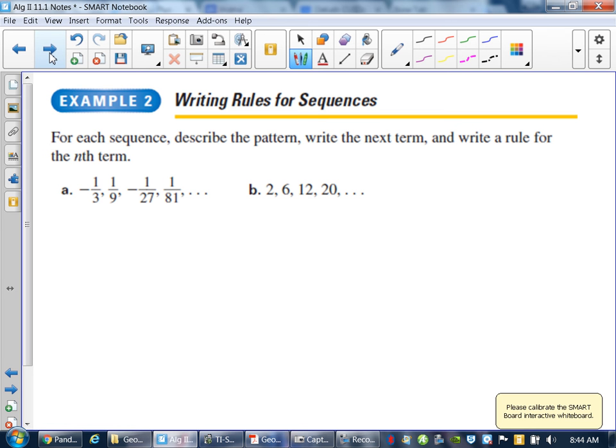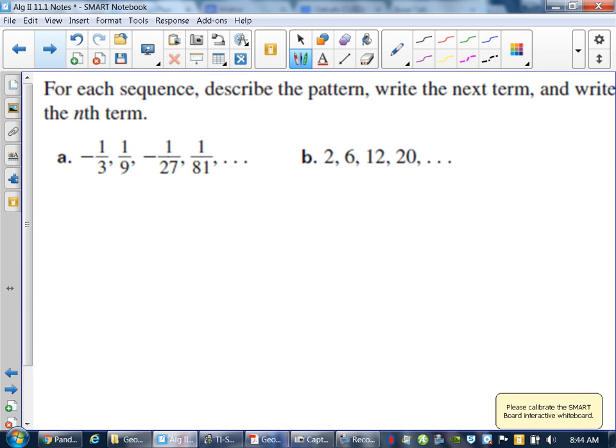Yes. Let's talk about where it gets weird. Describe the pattern, write the term, and write the rule. So what we want to do here is write some rule that generates that. It's negative 1/3, 1/9, negative 27, 1/27. Negative 1/3 and n? What do you mean? Times n or?